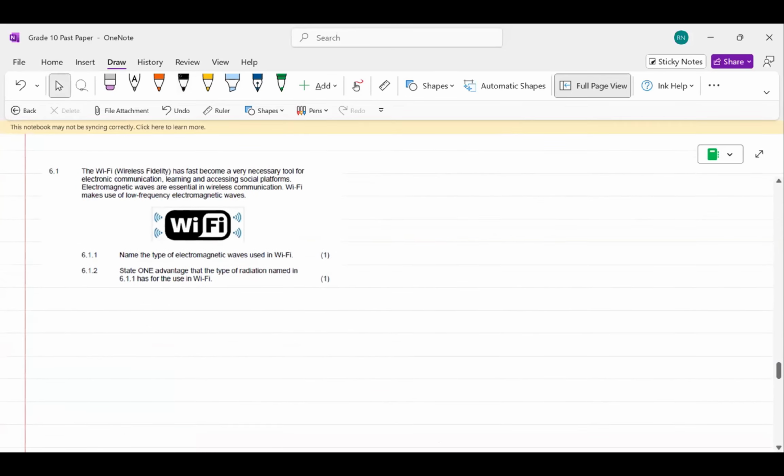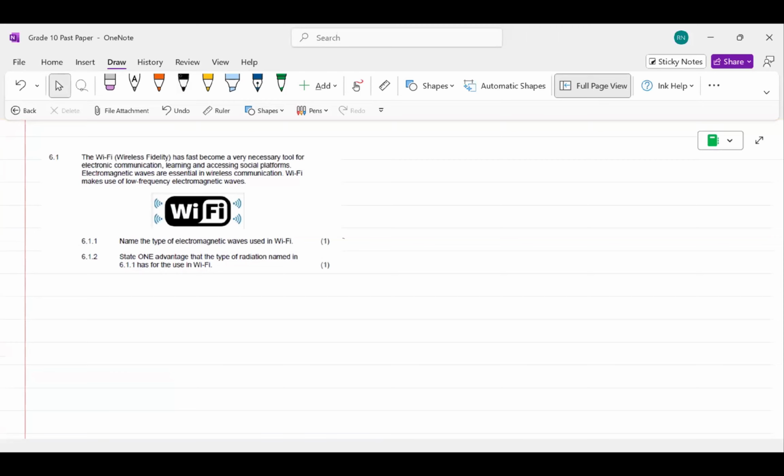And then this one is just a theory question. It says, what type of electromagnetic wave is used in Wi-Fi? And that is radio waves. Okay. Then they say, state one advantage that the type of radiation named in 6.1.1 has for the use of Wi-Fi. So radio waves have a long wavelength.